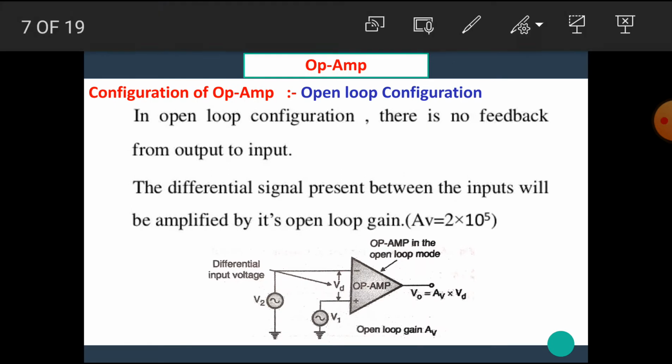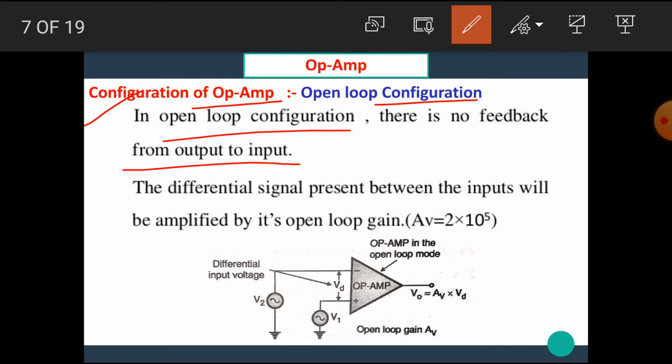Now let's see the configuration of the operational amplifier. There are two types of configuration, open loop configuration and closed loop configuration. Let's see first open loop configuration. In open loop configuration, there is no feedback from output to input. That means in this type of configuration, no part of the output is connected to the input like this or like this.